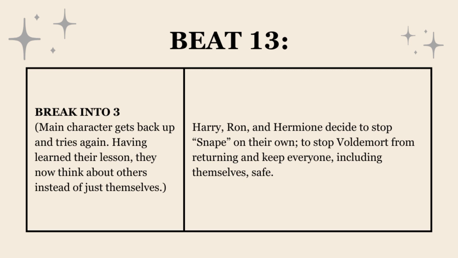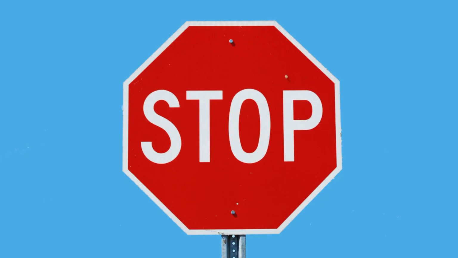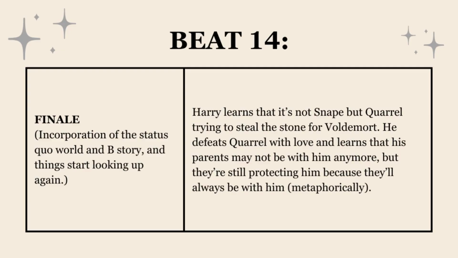The next beat is the break into three. The main character gets back up and tries again. Having learned their lesson, they now think about others instead of just themselves. Harry, Ron, and Hermione decide to stop Snape on their own, to stop Voldemort from returning and keep everyone, including themselves, safe. Our next beat is the finale.